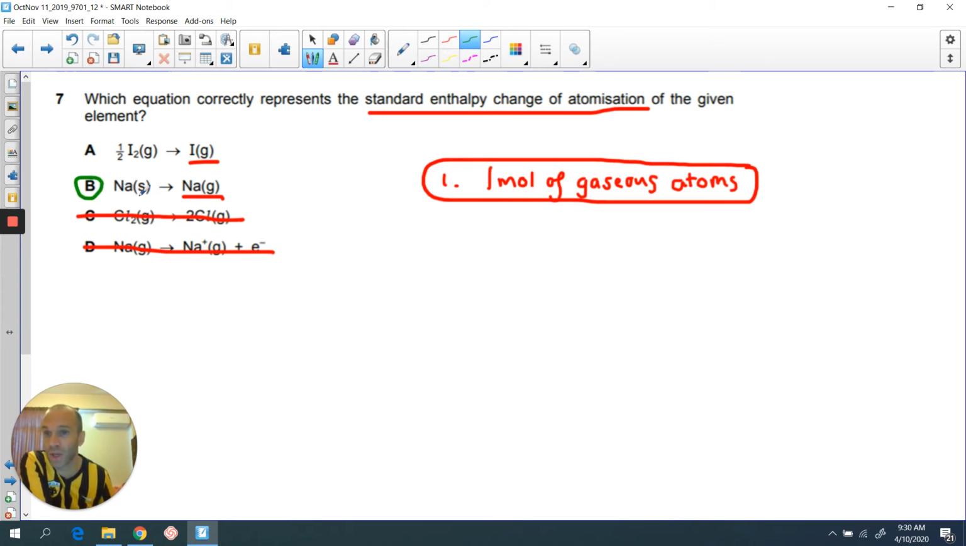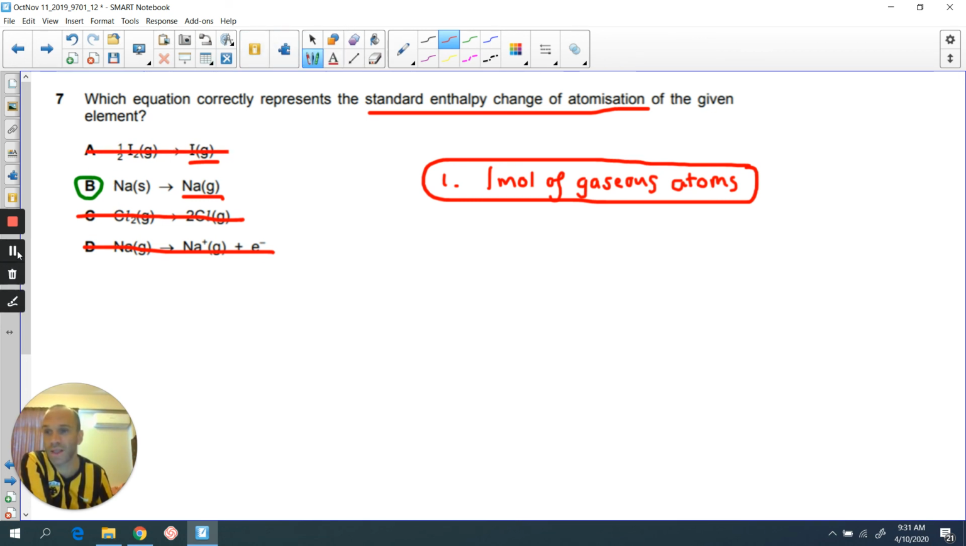So by looking at the state symbol there, we can see that that's in its standard state, whereas iodine, okay, is gaseous here. Now we should know that iodine, despite being one of those solids that's got a very low melting point, is a solid. So that's the reason why A cannot be correct, because it's not formed from its standard state. So goodbye A, and the answer will be B.